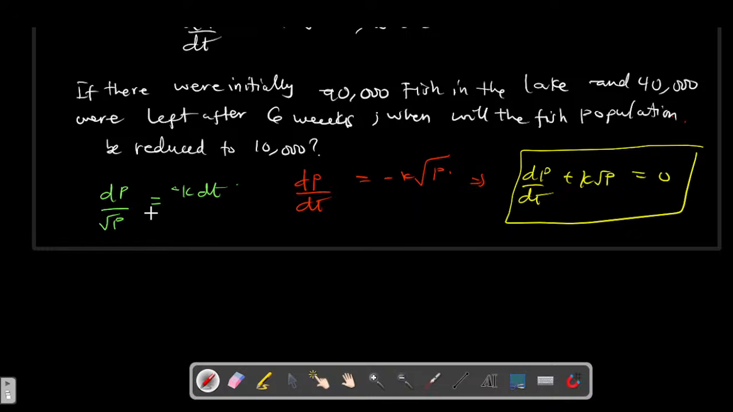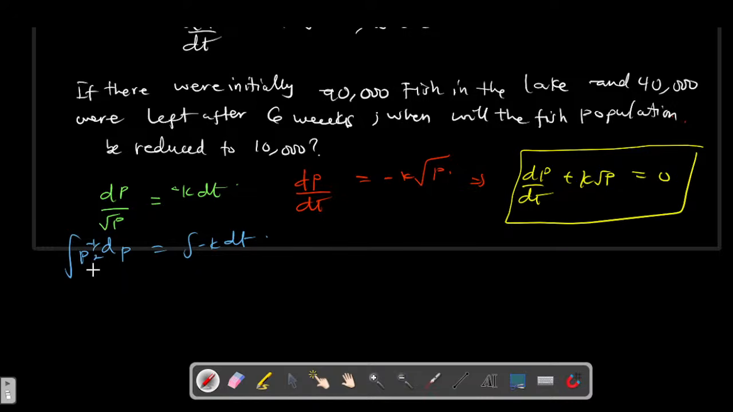Let's try starting with the separable. I'll have my integral, right? You just integrate both sides. So I'll have integral 1 over square root of p, so let me make it p to the power negative half. 1 over square root of p is p to the power negative half, dp is equal to integral negative k dt. If you integrate this one, you are adding 1 to negative half.